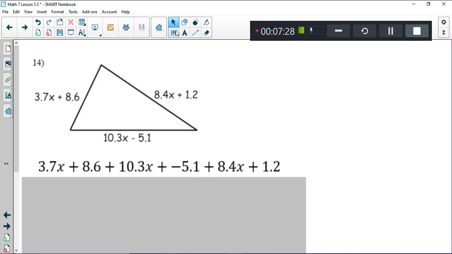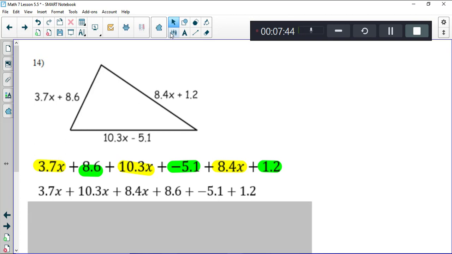So my like terms are my x terms, and then we have a bunch of constants. So I'm going to put 3.7x, 10.3x, and 8.4x side by side. And then our constants are 8.6, negative 5.1, that's really important, and 1.2. So I did reorder those. So here are all my x terms right here, right there, and then all of my constants are right here.